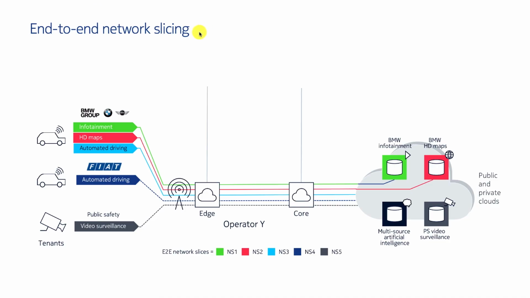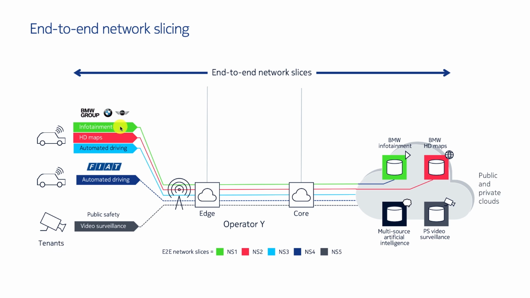Network slice is an end-to-end concept. As is shown here, the operator Y has 3 customers, BMW, Fiat, and public safety, and each one needs multiple end-to-end individual, independent logical networks. Each of these networks are called network slices. The color represents the SLA requirement for each of them. In this example, operator Y created 5 network slices.